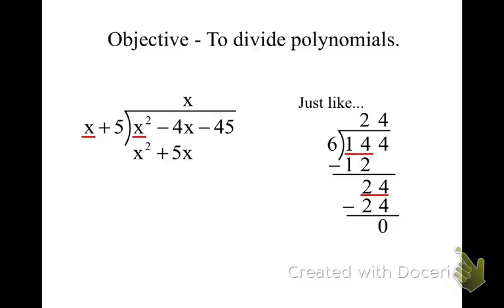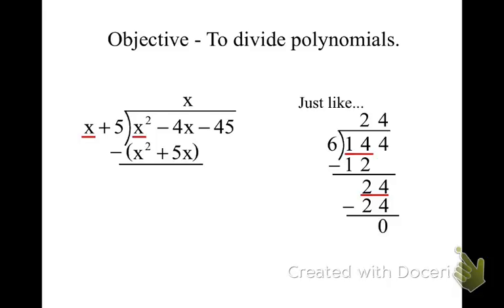And x, so look what I'm doing. Really quickly, I'm saying x times x is what? X squared. And then I place it under the x squared. And then I'm going to say x times positive 5 is what? Positive 5x, and I put it under the negative 4x. Okay? And now we are going to subtract the whole darn thing, not a piece of it.